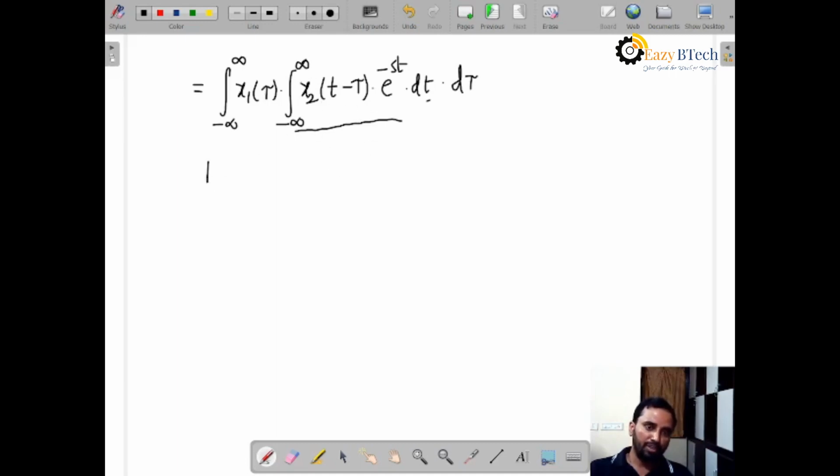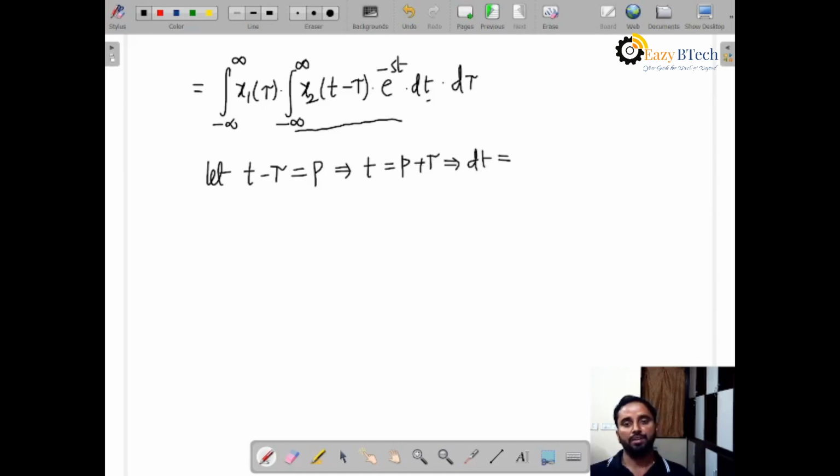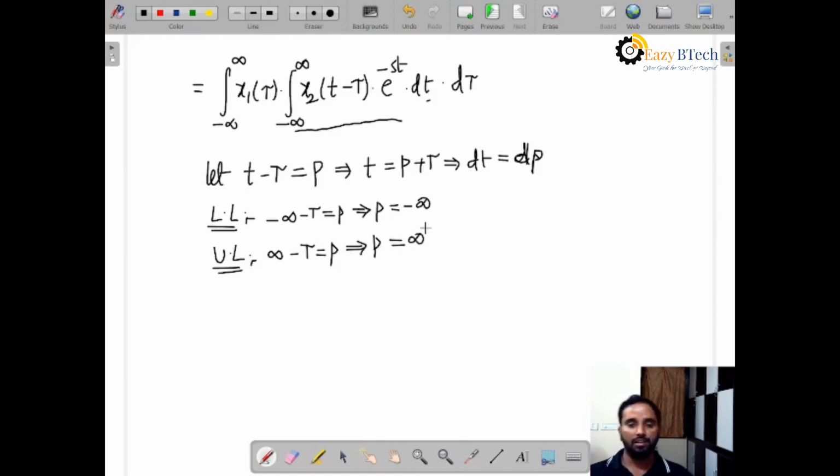In this process, let t minus tau be equal to p, and t will become p plus tau. Before going to the lower and upper limits, dt will become dp, because tau is a dummy variable which is like a constant. Lower limit: t equal to minus infinity, minus tau is equal to p, so p is equal to minus infinity, the lower limit is the same. Similarly the upper limit: plus infinity minus tau is equal to p, so p is equal to plus infinity. So all this data we are going to substitute in this integral.